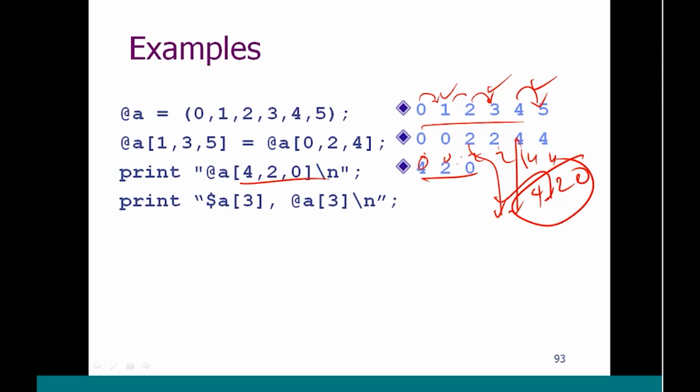And then finally we ask it to print $A3 and @A3. Can you see the difference, and how that will be printed out? In this case both of them are the same, so it prints out 2 and 2. $A3 is the same as here, and ampersand A3 is also the same.